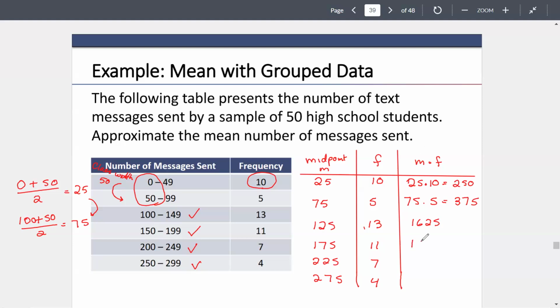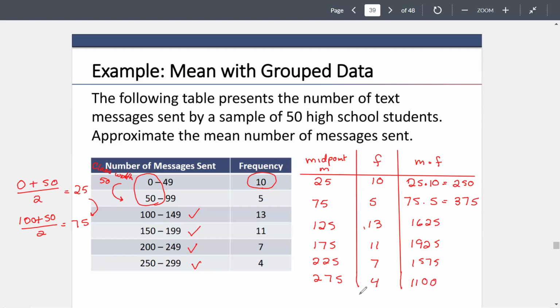We have, what was that, 175 times 11. That is going to be 1,925. We're going to have 225 times 7. That's going to be 1,575. Then we're going to have 275 times 4, and that's going to be 1,100.